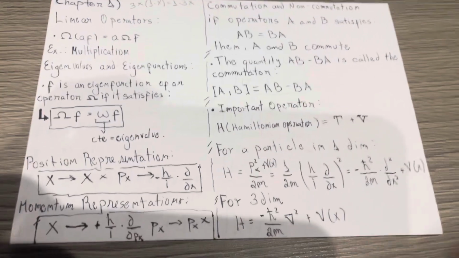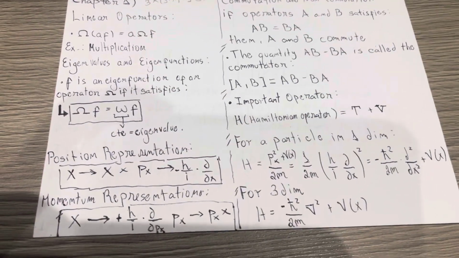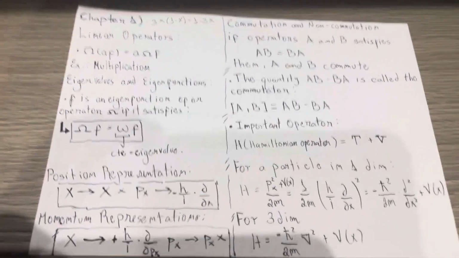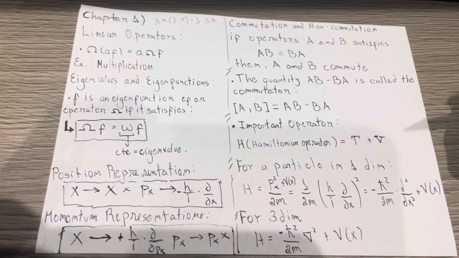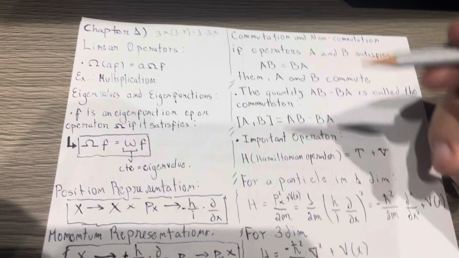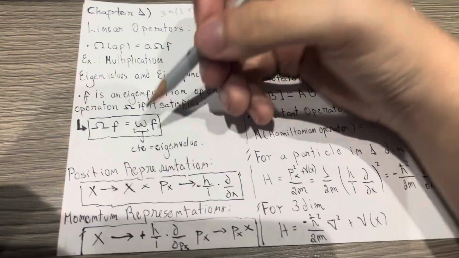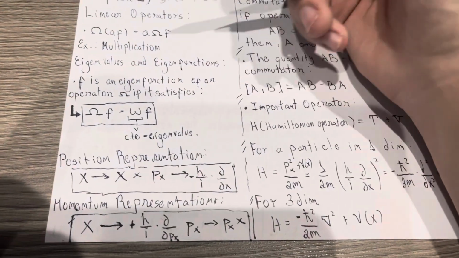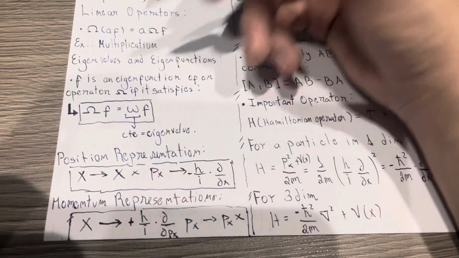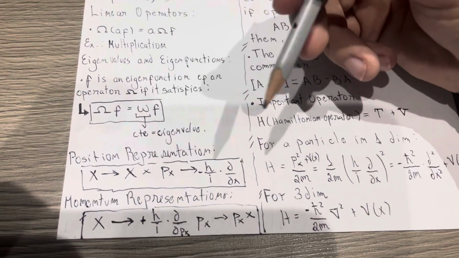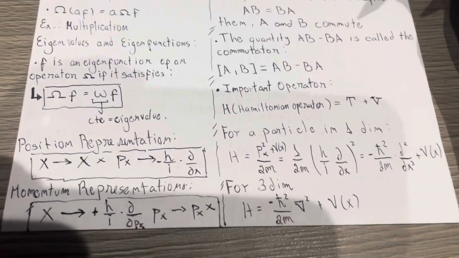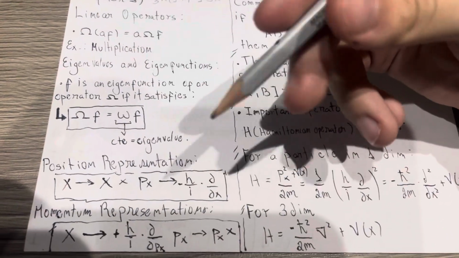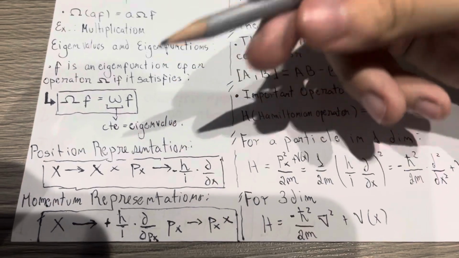And the second one is eigenvalues and eigenfunctions, which seems pretty important in quantum mechanics. So basically, f is an eigenfunction of an operator if it satisfies this: the operator operating on a function is equal to a constant times f, and this constant is called the eigenvalue. So basically, this is it. Here is some representation of the position operator and the momentum operator.